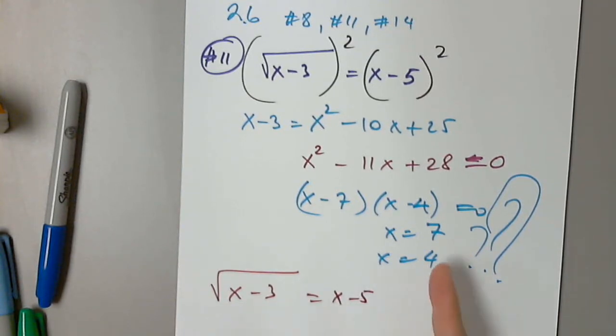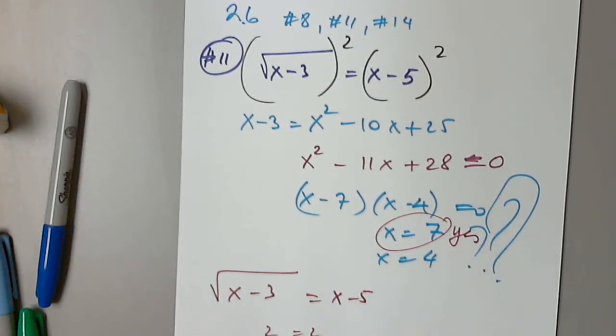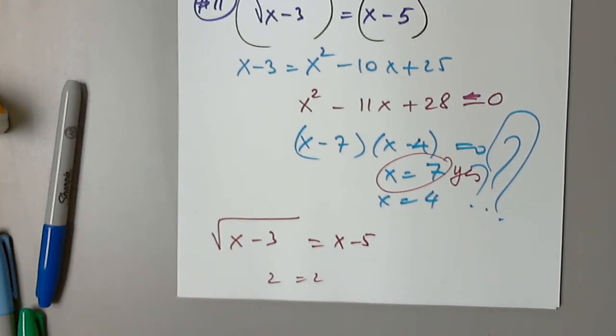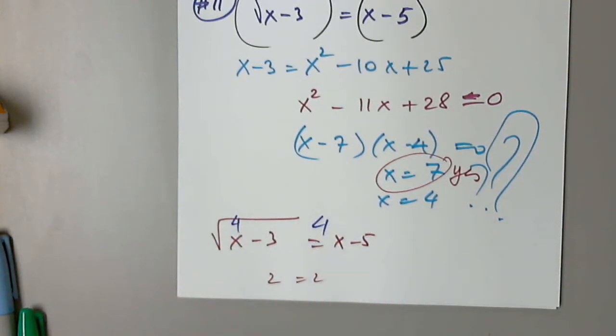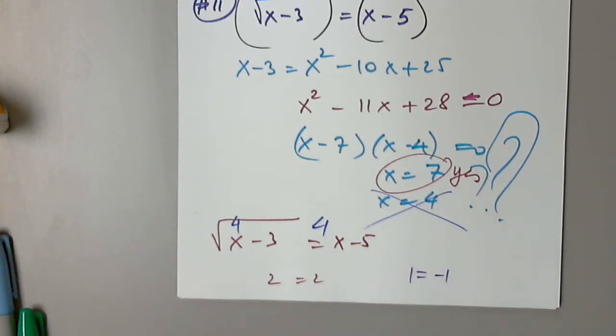Okay, which one? Let's check 7. 7 minus 3 is 4, the square root of 4 is 2. 7 minus 5 is 2. I will say yes for 7. Now I'm checking 4. 4 minus 3 is 1. The square root of 1 is 1. The right-hand side is -1. What do we conclude? No. Good. Is this clear? Perfect. Awesome. That's all I wanted to hear.